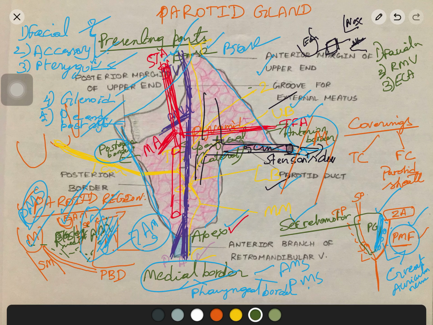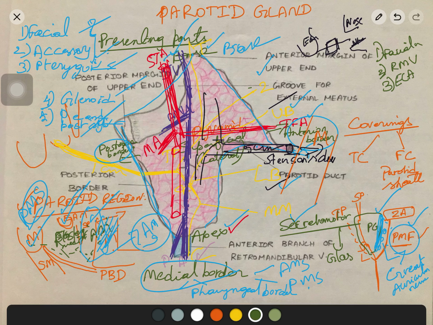So how to remember which nerve supplies which glands? What are the glands in the head and neck region? Parotid gland, submandibular gland, sublingual salivary gland, lacrimal gland. In this, the facial nerve supplies all the glands except the parotid gland. So that's the way to remember. The facial nerve is inside the parotid gland, but it is not concerned with the parotid gland.